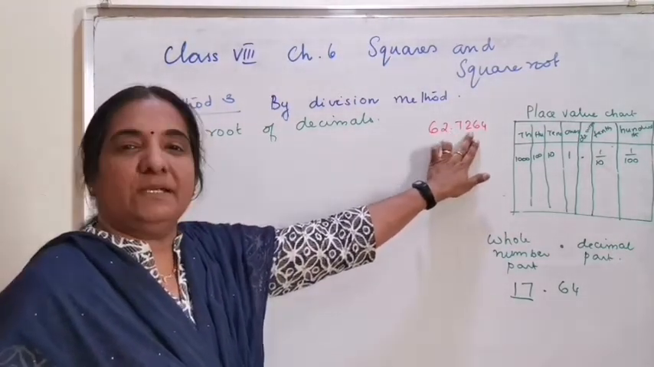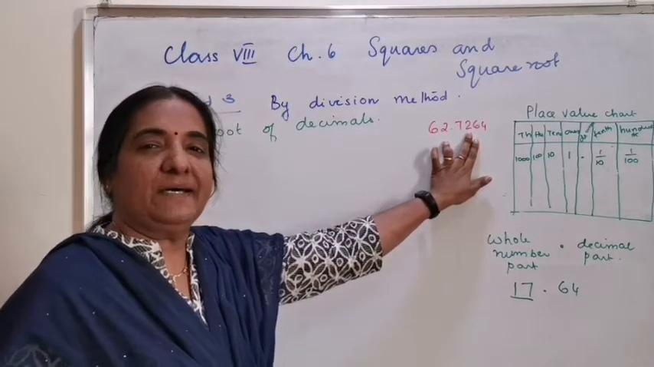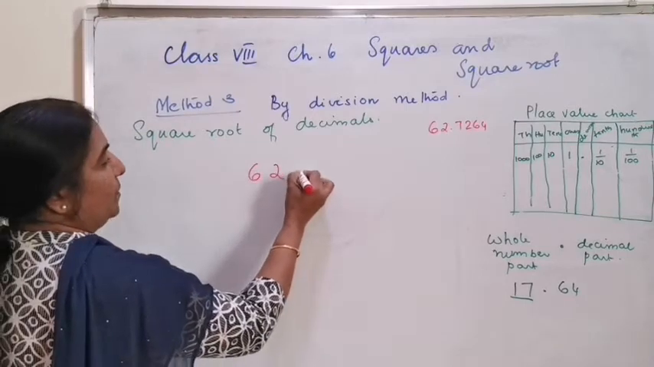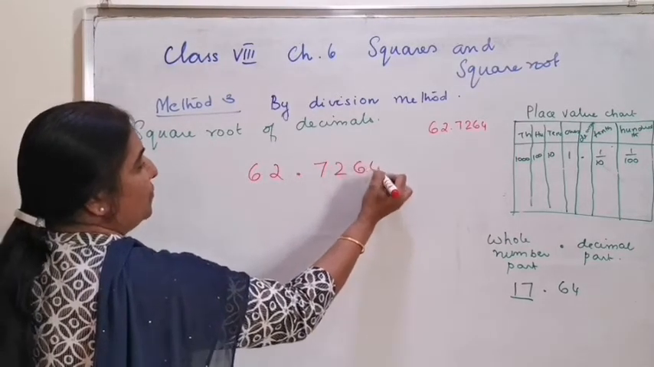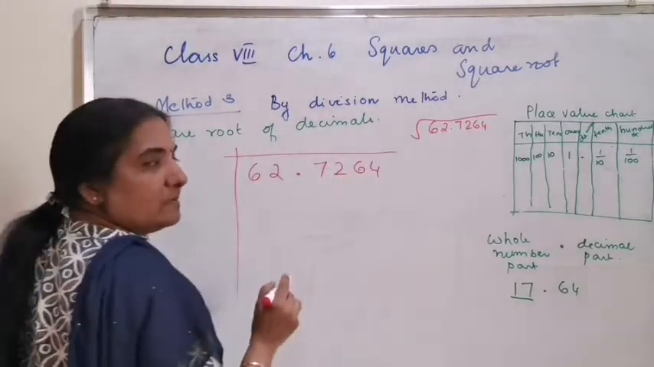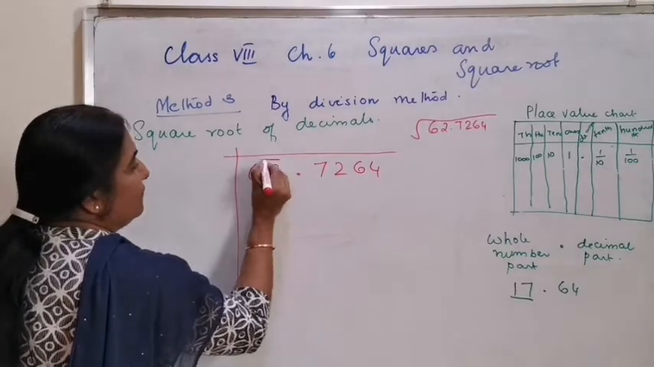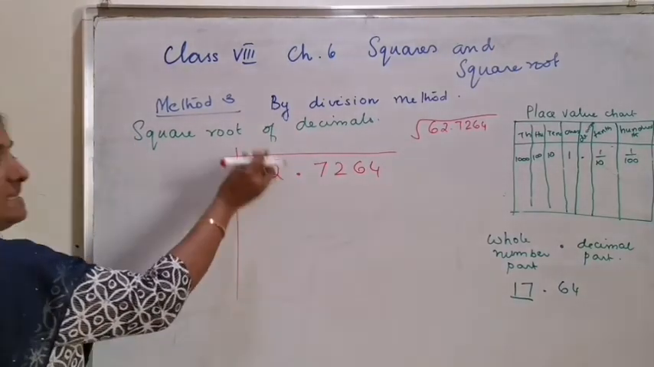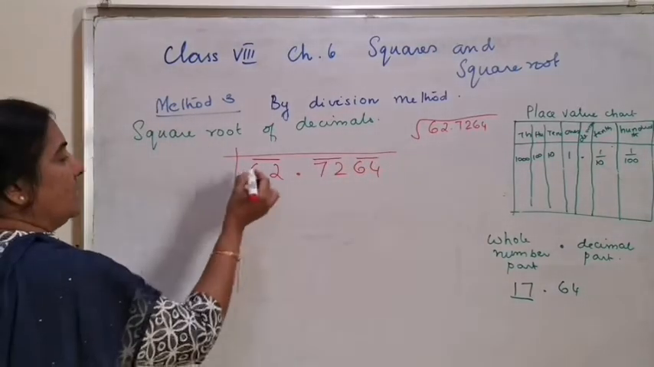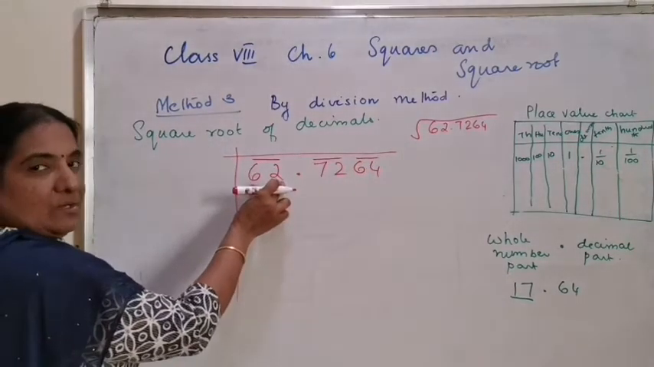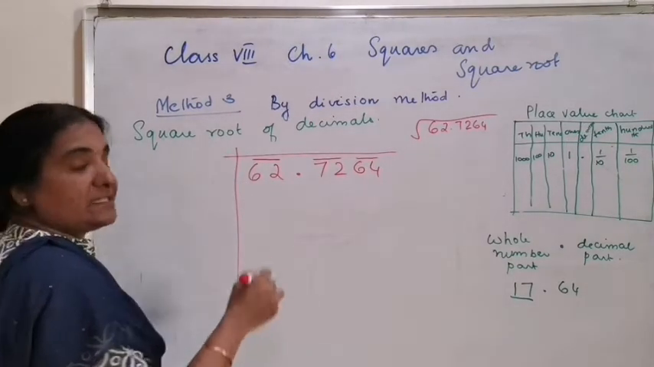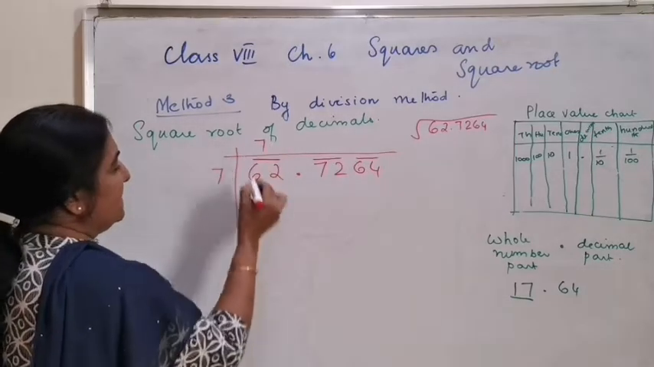Let me work out a number with a more number of digits in the decimal part. The method remains the same. Find the square root of 62.7264. The grouping is from the ones and tens place, and here, here and here. Now the perfect square close to 62 is 7 7s are 49, 8 8s are 64. So it becomes only 7 7s are 49.